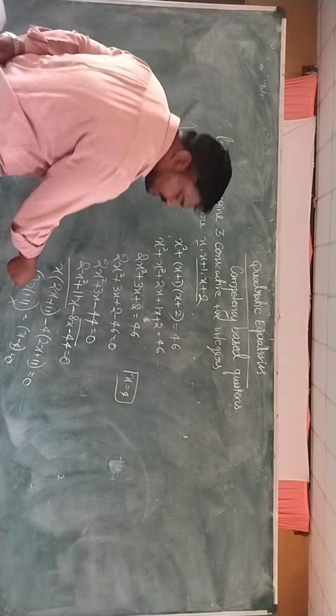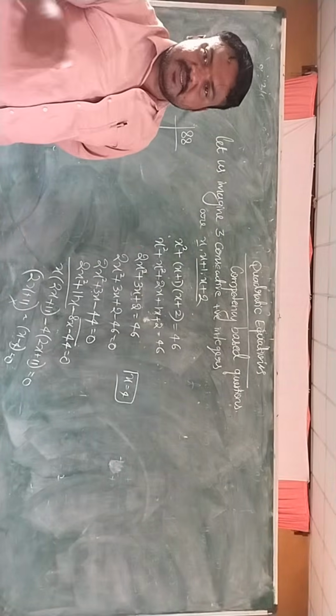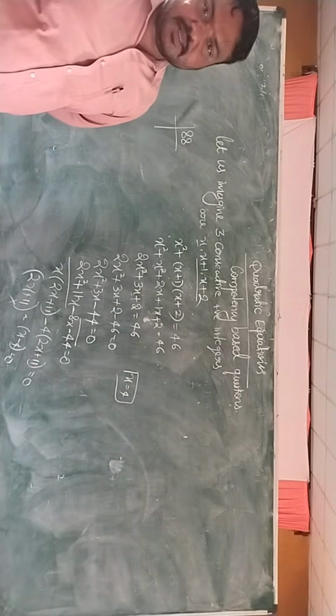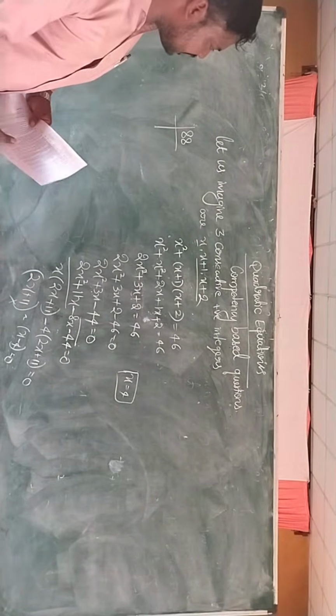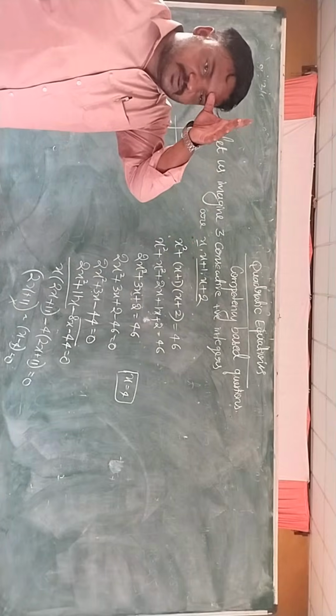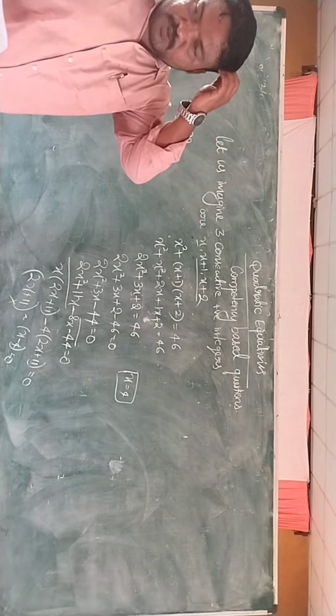One more negative solution you will get here. Do not consider the negative solution. Only consider the positive solution. So x is equal to 4. Therefore, the three numbers are 4, 5, 6. Okay, so any doubts? Go to one more question.